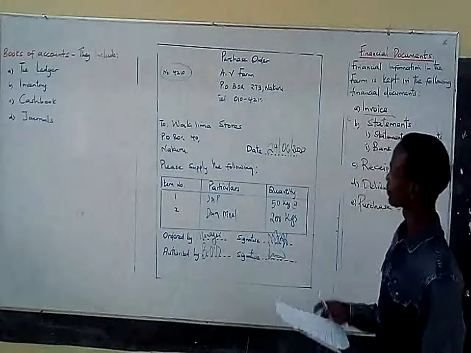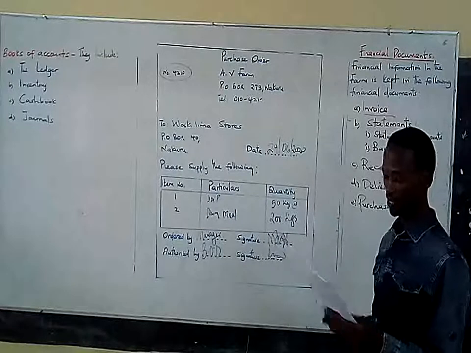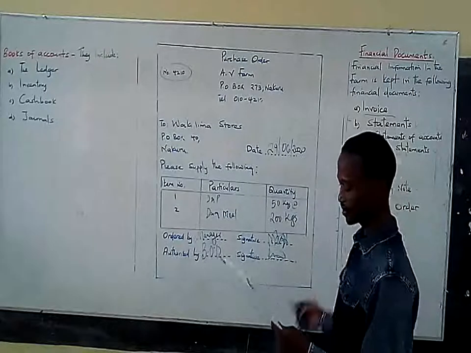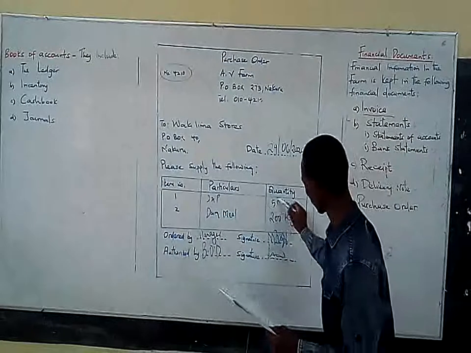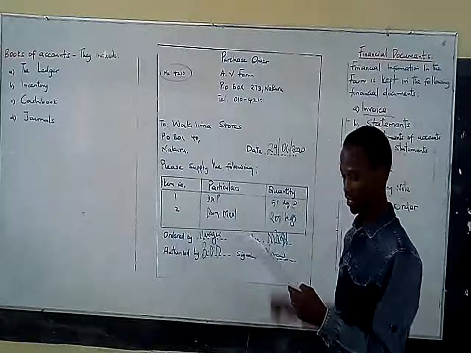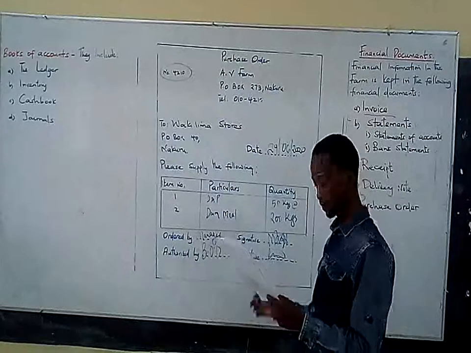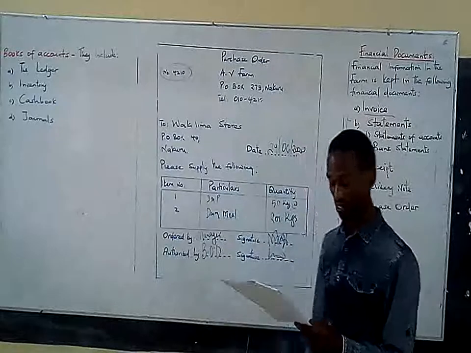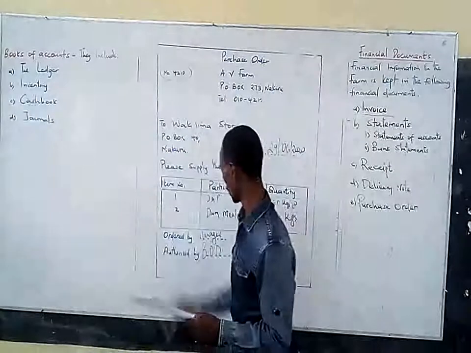So just to remind you, a purchase order is prepared by a buyer and sent to the seller requesting for the supply of goods or services. It contains the type of goods required, quantity of goods required, date within which the goods should be delivered, then the name of the person who is placing the order, and the name of the authorizing officer. This purchase order cannot be placed if it has not been authorized. So we must have the authorizing officer, and then you have the purchase order number.